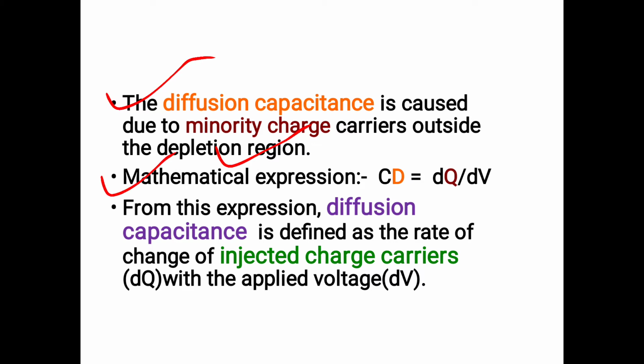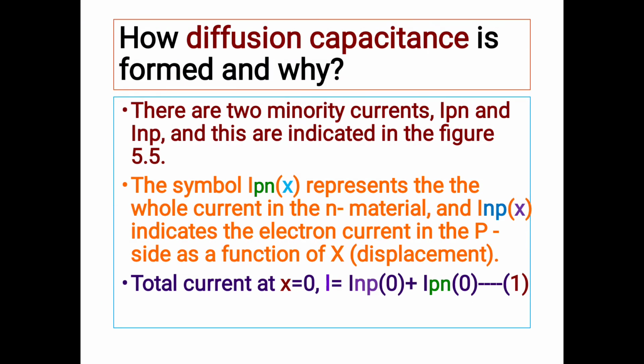The mathematical expression for CD is equal to dq upon dV. So from this expression we can define the diffusion capacitance as the rate of change of the injected charge carriers dq with the applied voltage dV. This is the definition in terms of the mathematical expression. Now we will see how the diffusion capacitance is formed.